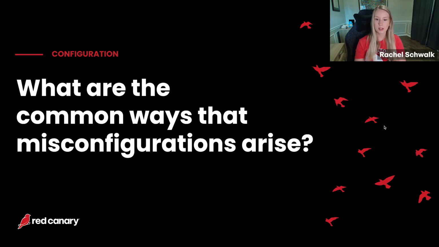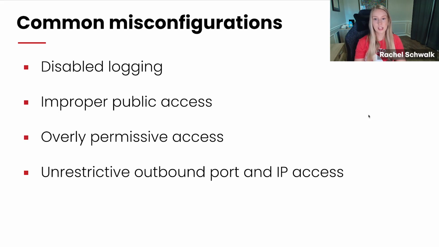What are common ways that misconfigurations arise? Disabled logging is a common one, because sometimes logs are disabled to reduce the overhead of maintaining them. However, logging is needed to be able to detect suspicious actions and other potential misconfigurations. So ensure logging is enabled and that those logs are being monitored.